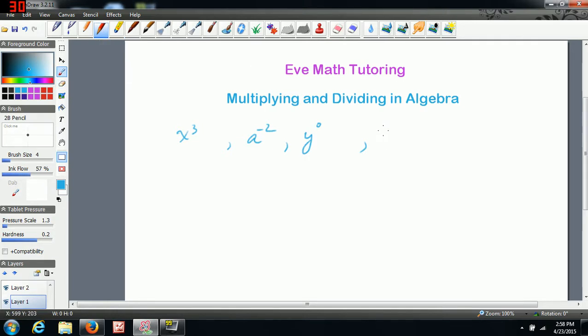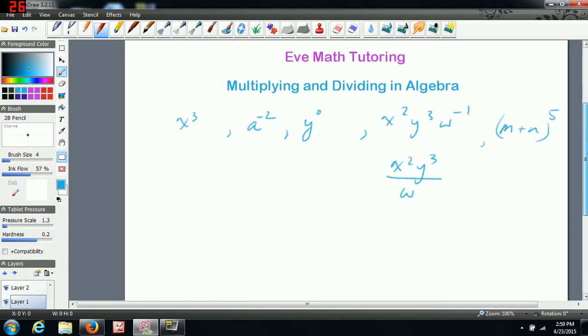Okay. So you might see different expressions. You might see things like x squared y cubed w to the negative 1, or this could also be written as x squared y cubed over w to the 1. These two are the same, they're just written in a different way. Or you might see expressions like m plus n to the 5, etc. What we're going to cover in today's lesson is how to multiply, and then how to divide these types of expressions when you're doing questions in algebra.